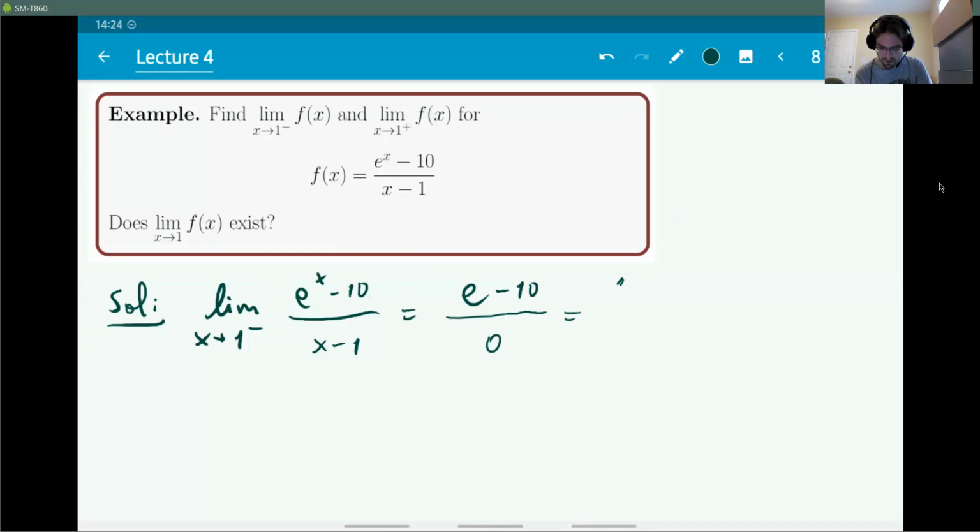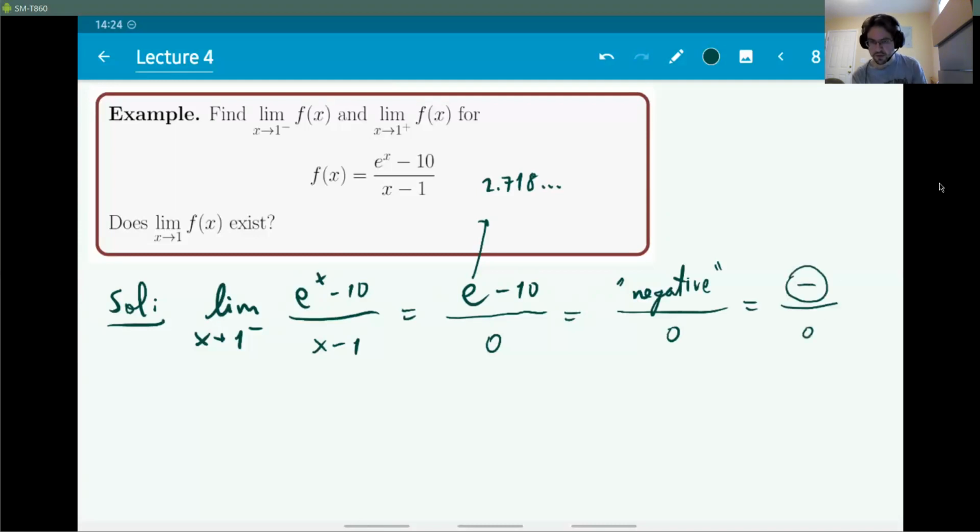That's the point. The number at the top is definitely not 0. But is it positive or negative? And in this case, it's negative. If you remember, e is about 2.7, so that e minus 10 is negative. So you can write something like negative over 0. Or I've seen also professors who like to use this symbol, minus over 0. That's all just very informal to help us understand.